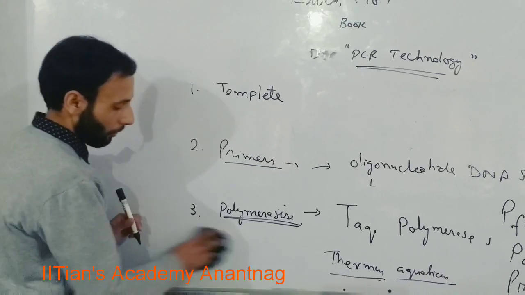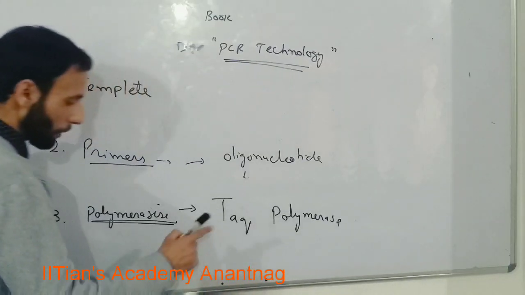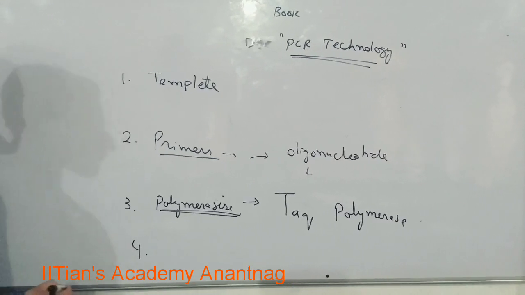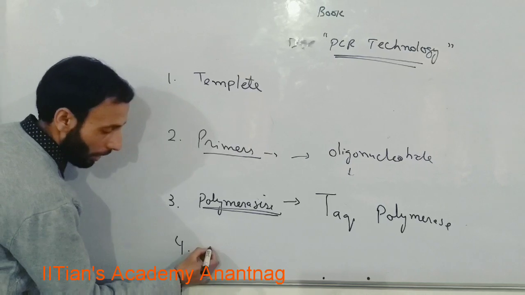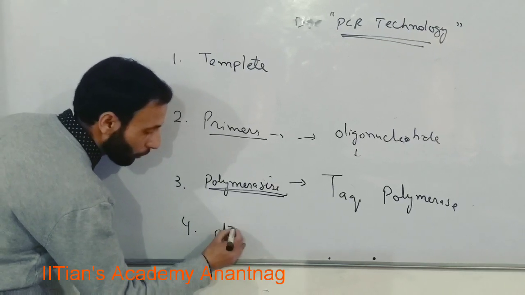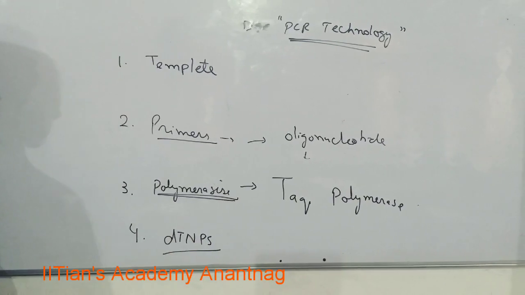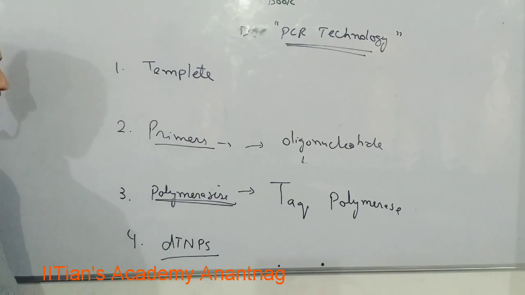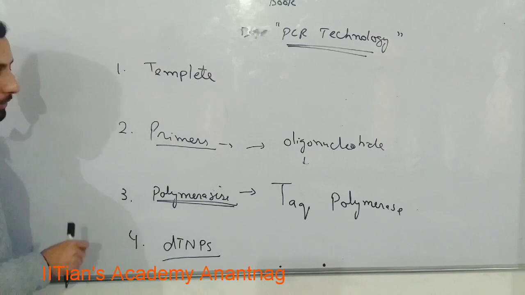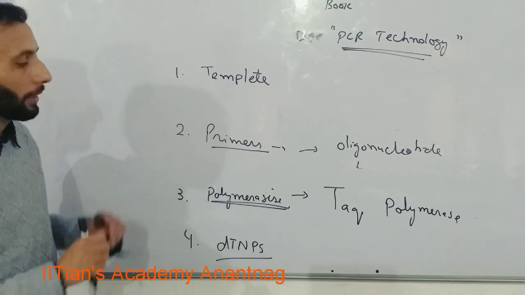The next requirement of the polymerase chain reaction is that we should have the raw materials. The raw materials which are required include the dNTPs, deoxynucleotide triphosphates. These dNTPs are required for the formation of the new strand on the template DNA strands. So these are now the requirements of our PCR.